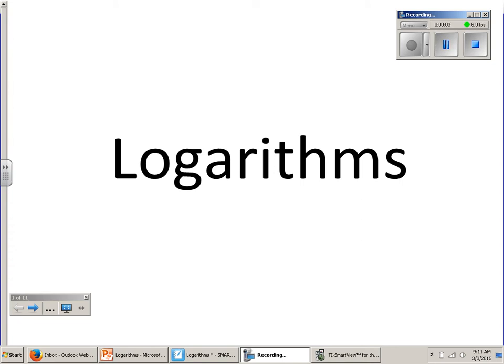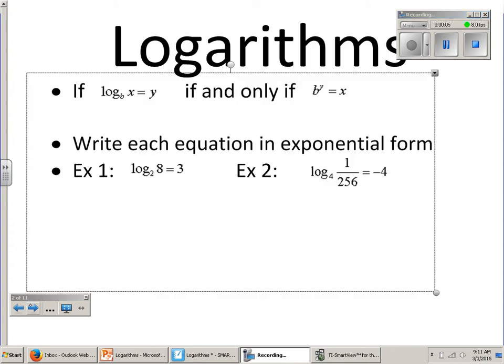Today's lesson is on logarithms. What is a logarithm? First of all, we need to figure out what that is. A logarithm is the inverse of exponentials. So remember that. Logarithms are the inverse of exponential functions. So if log base b of x equals y, if and only if b to the y power equals x. So let's remember that. And let's write each equation in exponential form.